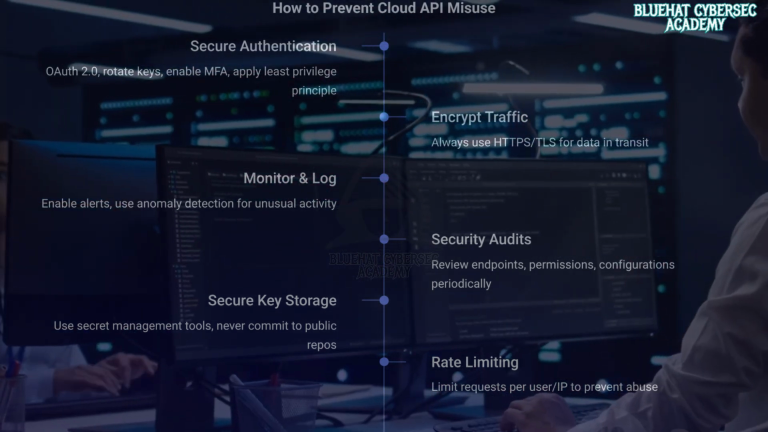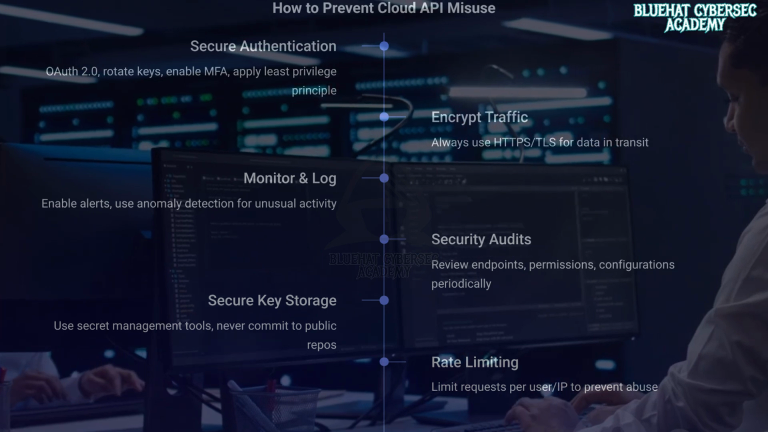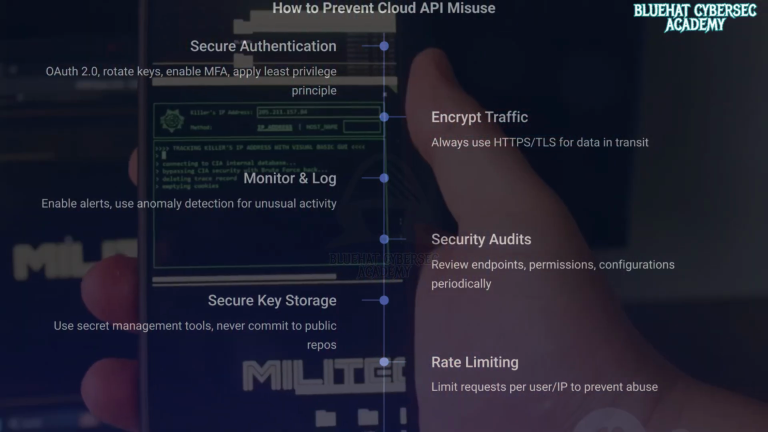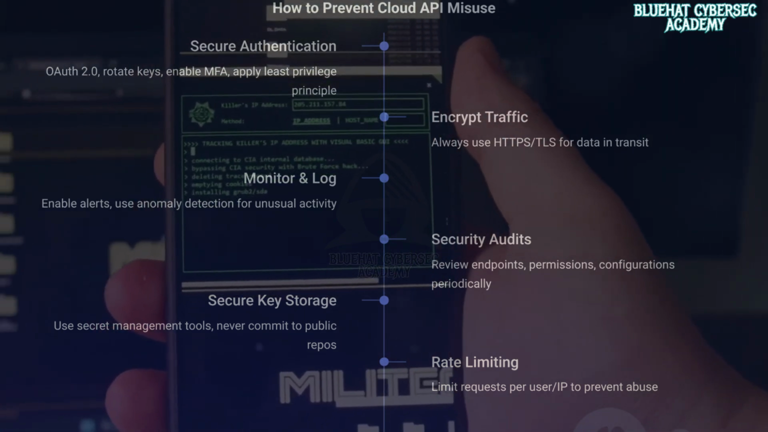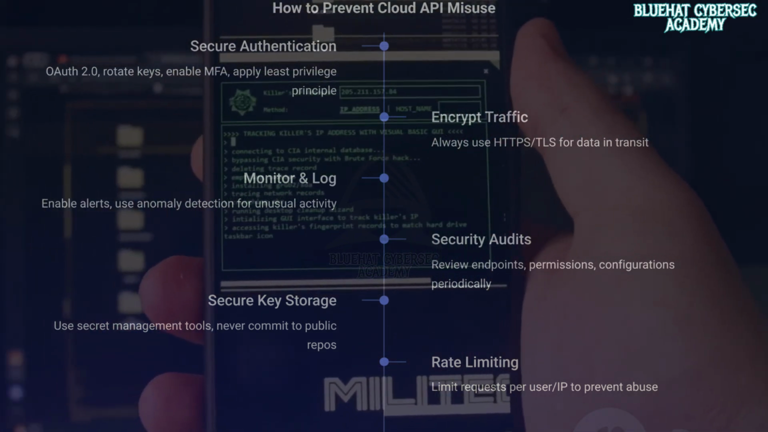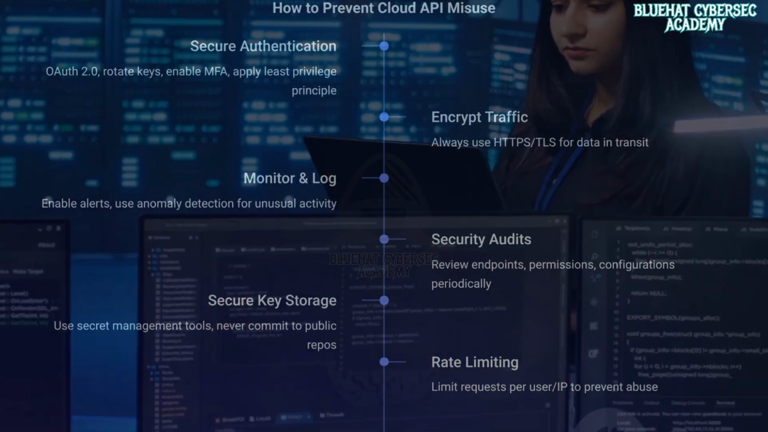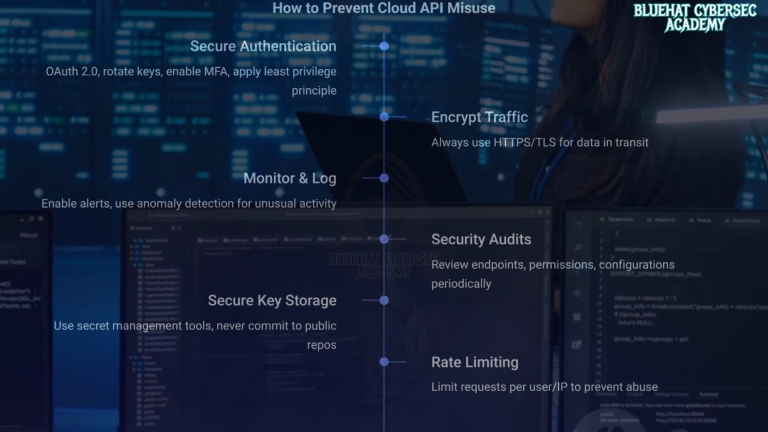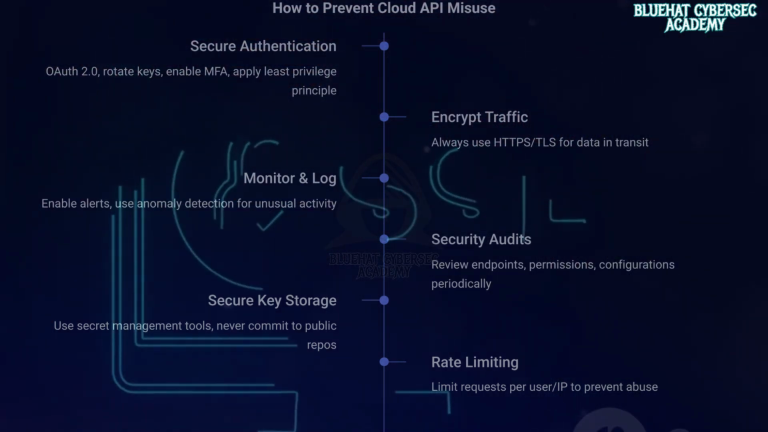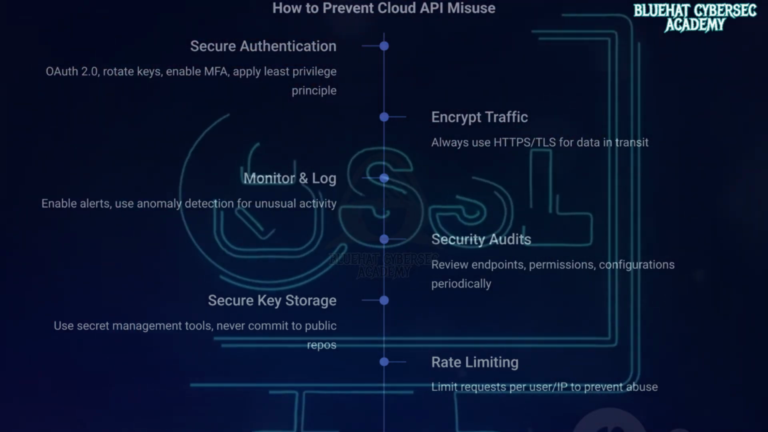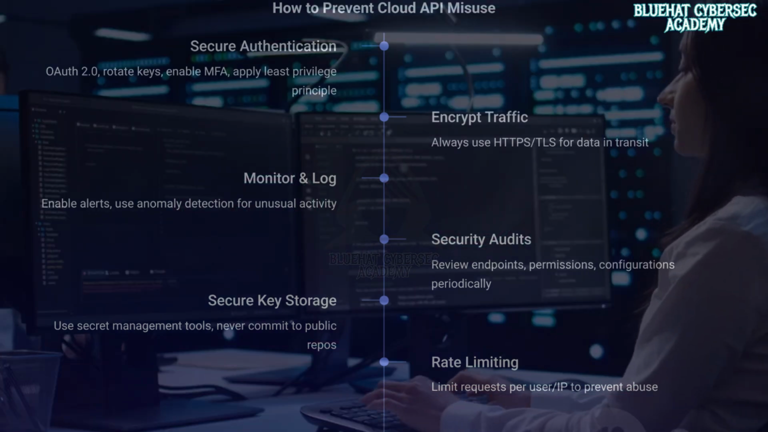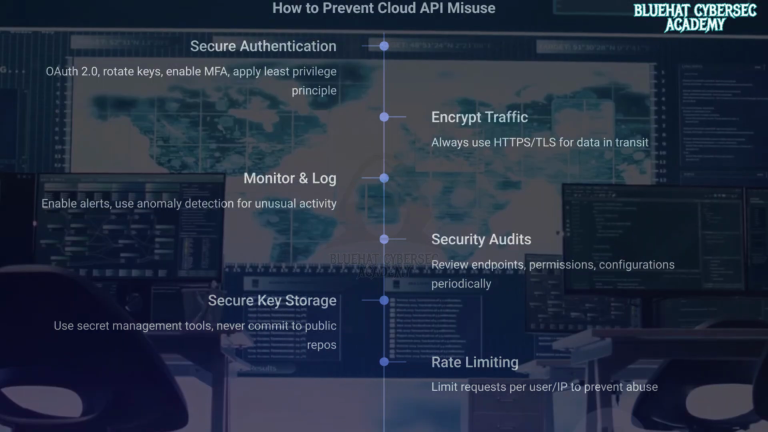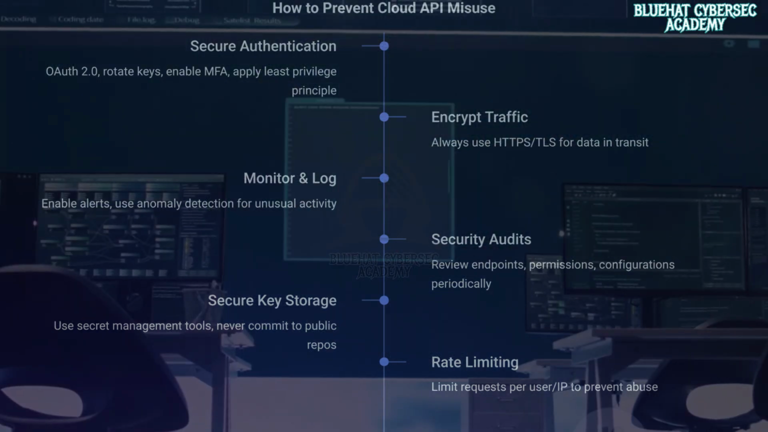Prevention comes down to careful design, implementation, and monitoring. First, secure authentication and authorization. Use strong methods like OAuth 2.0, rotate API keys regularly, enable multi-factor authentication, and always apply the principle of least privilege. Second, encrypt API traffic. Always use HTTPS or TLS to protect sensitive data in transit. Third, monitor and log API usage. Enable alerts for unusual activity, and use anomaly detection to catch misuse early.